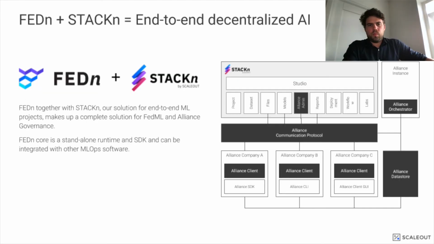I just want to wrap up by saying that the way we attack this more holistic problem of alliance governance is through synergistic effects between FEDn and StackN. StackN is another open source project that we're working on, an end-to-end framework for machine learning model development, lifecycle management, and resource management. Together these two open source software packages become an end-to-end decentralized AI solution.